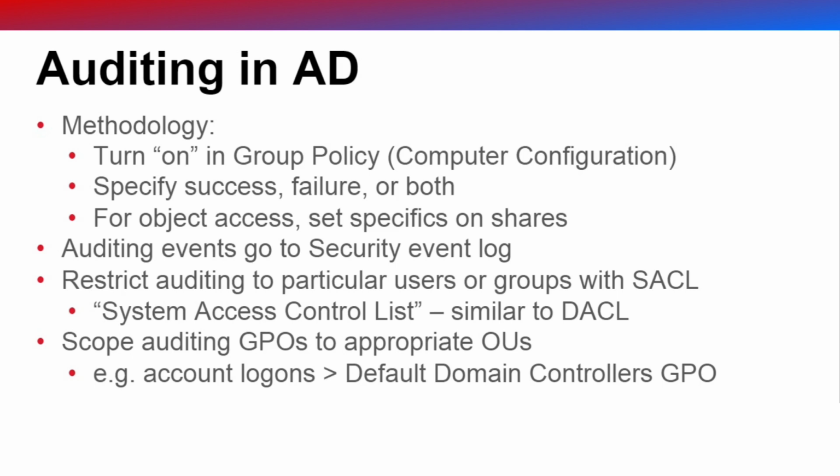Now, we want to make sure that when we do auditing in Active Directory that we scope those GPOs to the appropriate organizational units. For example, a lot of you in our group today are doing logon auditing. Well, if we want to audit account logons, we want to scope that in our GPO to the default domain controllers organizational unit, because domain controllers are where people actually log on, right? So again, we want to avoid the scenario where we've got just a giant avalanche of information, just way too much stuff to analyze.